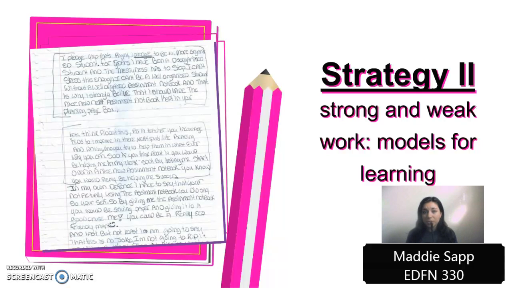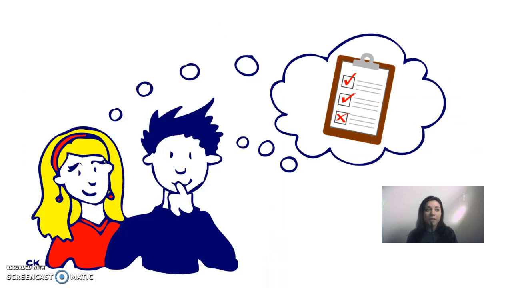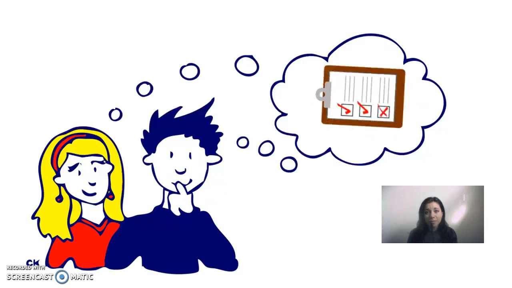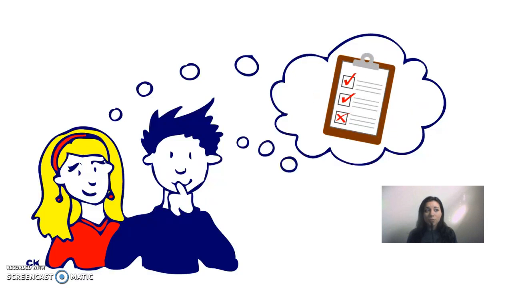Strategy 2, Identifying Strong and Weak Work, Models for Learning. So why do we show examples? We lead by example, and peer influence oftentimes is way stronger than our influence as teachers will ever be. We can't teach all the time, so strong examples means strong improvement. These examples will strengthen judgment and evaluative thinking and practice distinguishing levels of quality in the classroom, which is exactly what Strategy 2 aims to do.